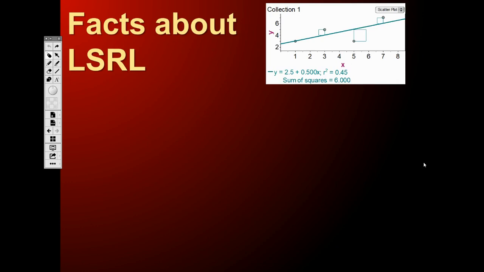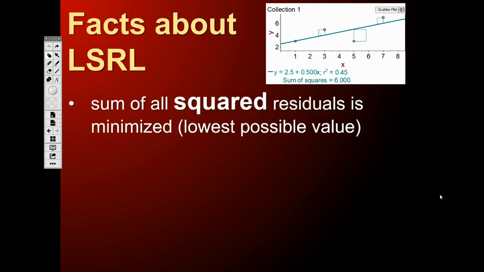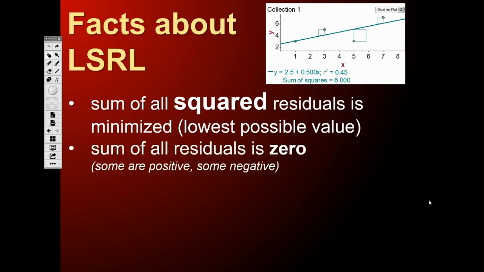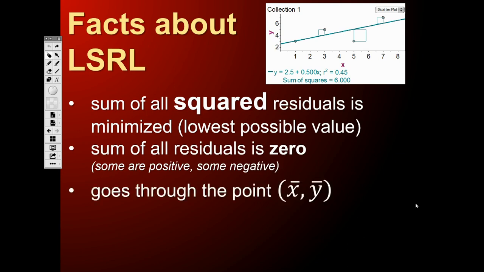So facts about the least squares regression line. These are things that you might want to know for multiple choice questions out in your future. For example, the sum of all squared residuals is minimized, which is what I just said. If we didn't square them, the sum of all the residuals is 0, which is also what I said a minute ago. It goes through the point x bar, y bar. So every least squares regression line has a point on it that is the average of the x's, 1, 3, 5, and 7, divide by 4, and the average of the y's. That point is on the line.